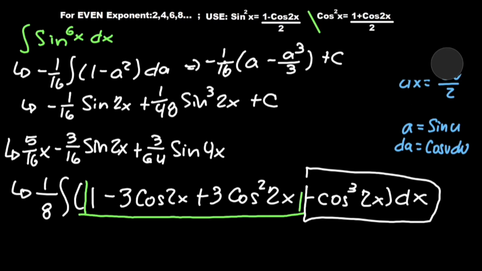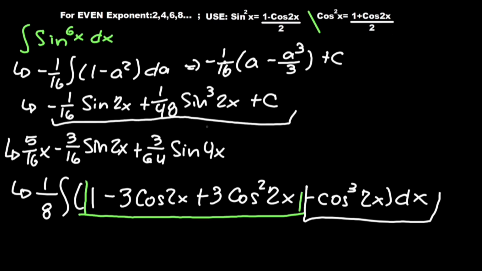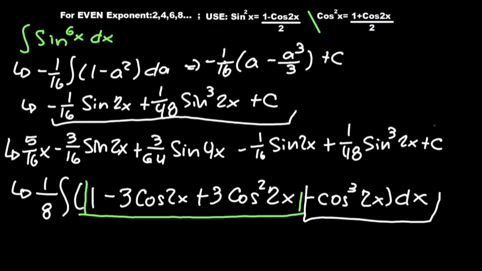Wait, let me just clean this. Now, what we're going to do here is to combine our answer. Let's just put this into this. And so what we have here is negative 1 over 16 sin⁵x plus 1 over 48 sin³ of 2x plus c.